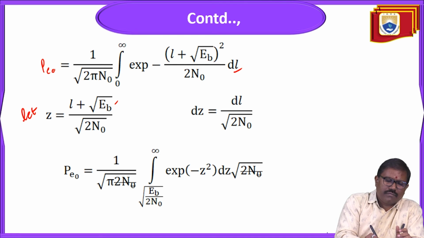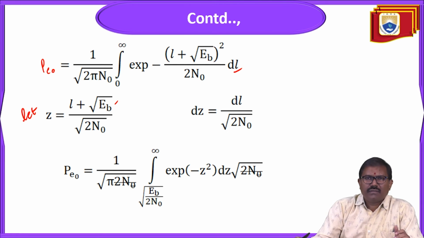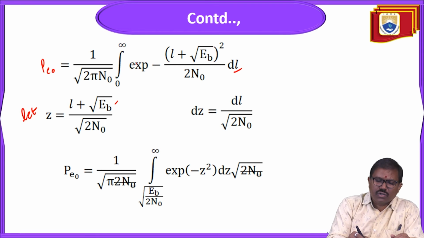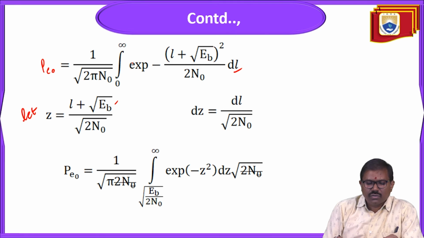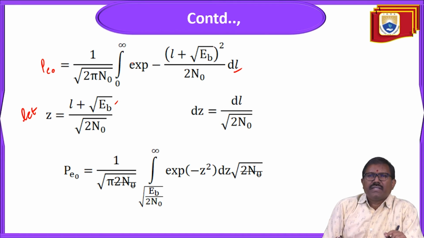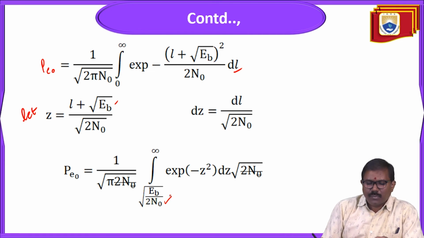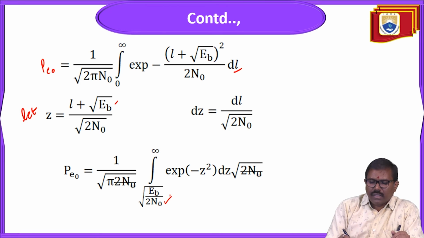After this we substitute these values in the probability of error, that is the probability of error for symbol 0. So Pe0 is equal to 1 by square root of 2 pi N0, and the lower limit is root Eb by 2 N0. Why? Here we substitute the L value as 0, and finally what remains is root Eb by 2 N0. The upper limit is infinity as usual, and exponential of minus z square.